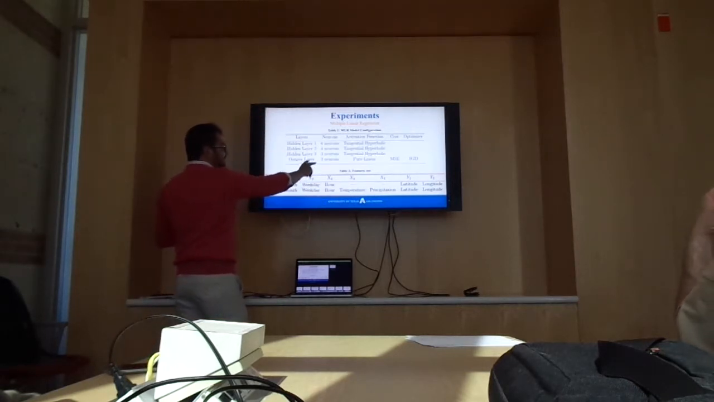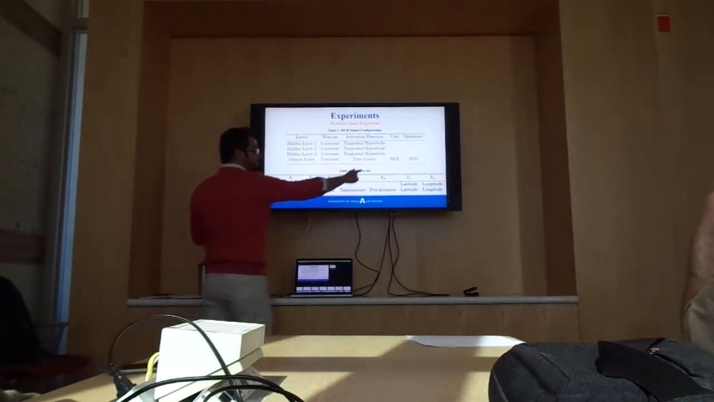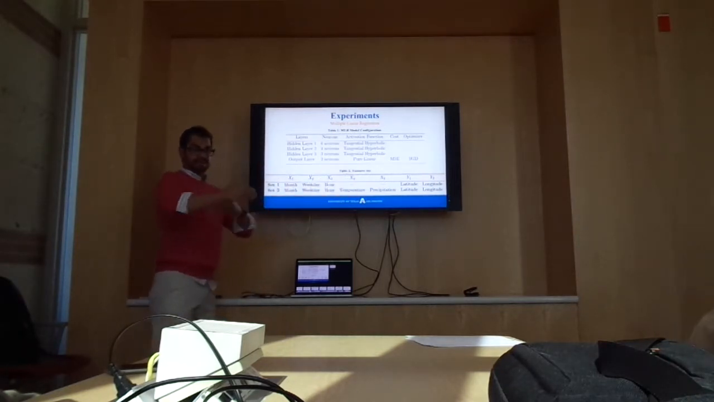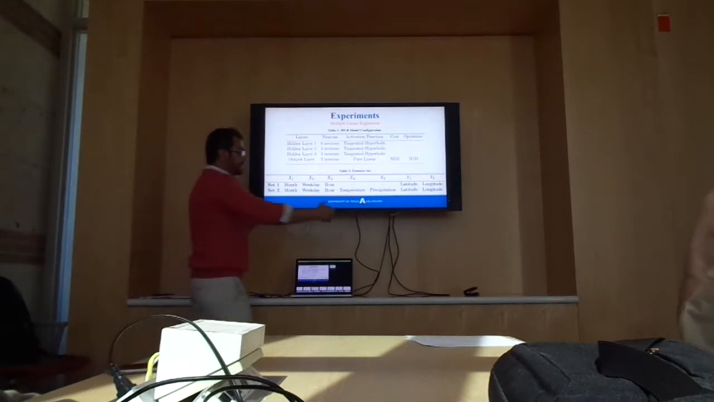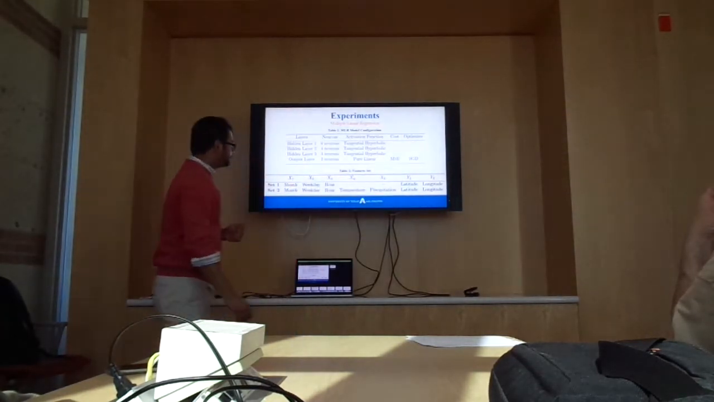So the output layer has 2 neurons because we want to predict one latitude and one longitude, and it's going to be pure linear. So whatever the neural network thinks is the one that we accept. And the cost function is mean squared error along with the optimizer, stochastic gradient descent.